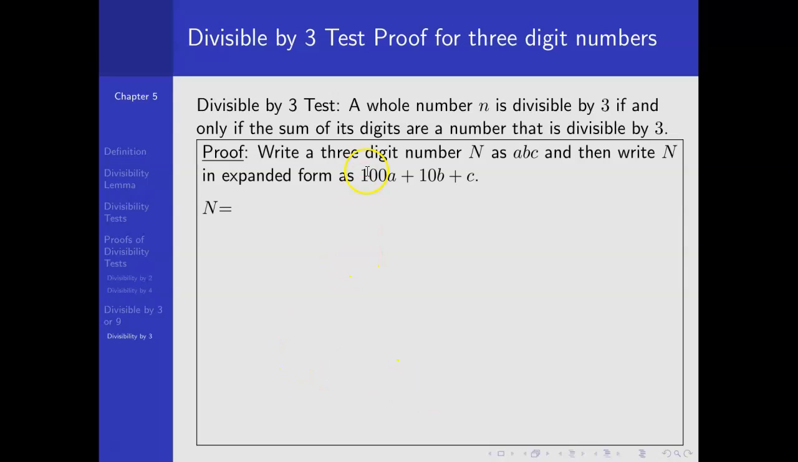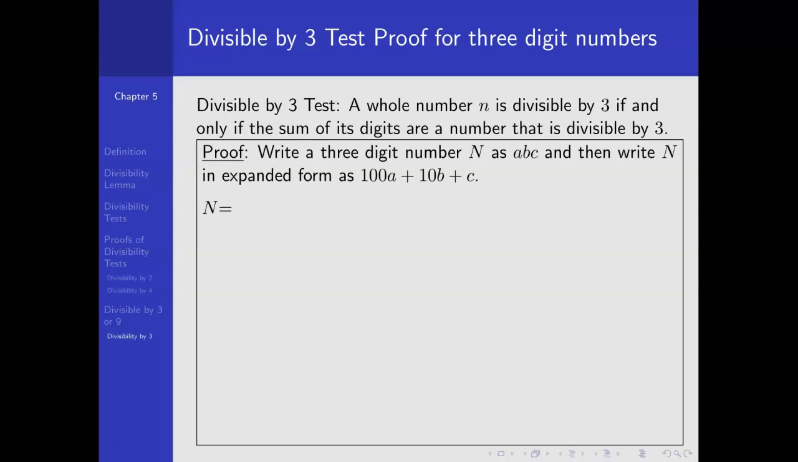So we're going to start out by writing a 3-digit number n as ABC. So A would be the number in the hundreds place, B is the number in the tens place, C is the number in the ones place. And then we're going to write that in its expanded form as 100A plus 10B plus C.